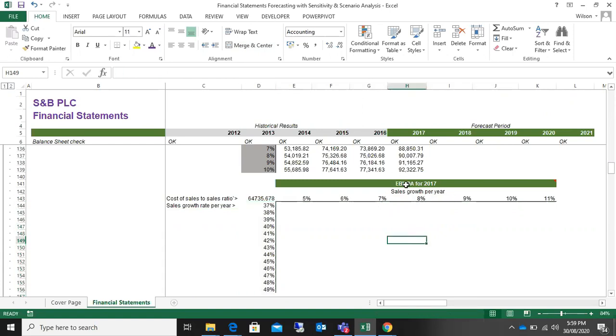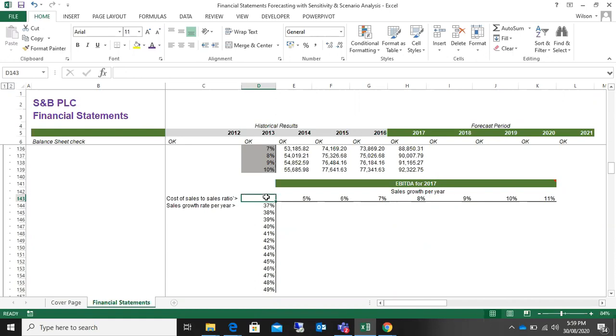Now you see that this is for EBITDA because here management is asking you as a financial analyst, can you tell us what the impact on EBITDA will be for FY 2017 if we have cost of sales to sales ratio between 5 to 11%, and sales growth rate per year between 37% to 49%? You understand?